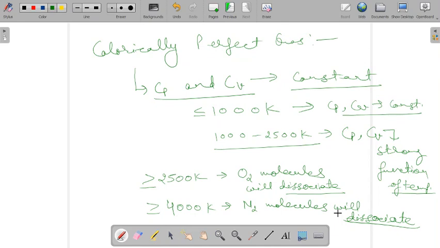So you can say that up to a temperature of 1000 Kelvin in a flow field, you can take with reasonable accuracy the assumption of a calorically perfect gas. However, if your temperature is greater than 1000, then you have to consider the dependence of temperature on the variation of Cp and Cv, and when temperatures become more than 2500 Kelvin, then obviously the reactions are to be considered, and you cannot consider the gas to be a perfect gas at all. Okay.